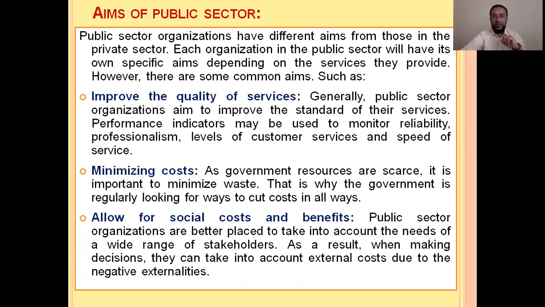Minimizing cost. As the government's resources are scarce, it is important to minimize waste. That is why the government is regularly looking for ways to cut costs in all ways. Next is allowing for social costs and benefits. Public sector organizations are better placed to take into account the needs of a wide range of stakeholders. As a result, while making decisions, they can take into account external costs due to negative externalities.